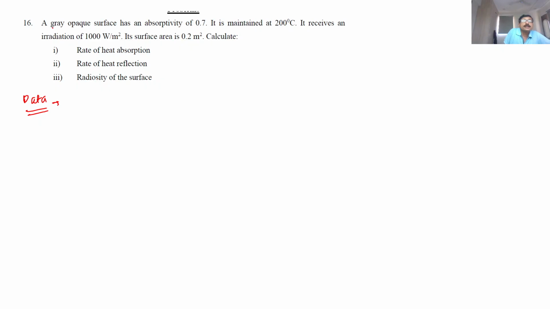Now what is given here? A gray surface. Now what is meant by gray? Some mathematical data is hidden in the word gray. When the gray surface comes into the picture, that means Kirchhoff's law is followed. Alpha is equal to epsilon. Kirchhoff's law holds good for a gray surface. So we are getting a mathematical data: alpha is equal to epsilon.